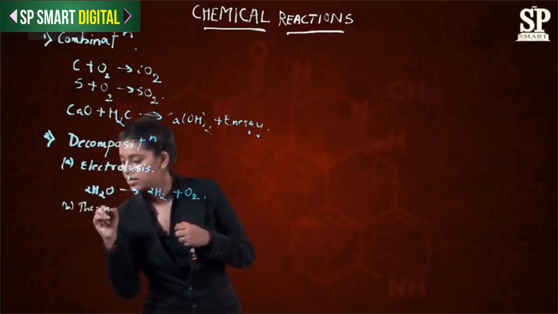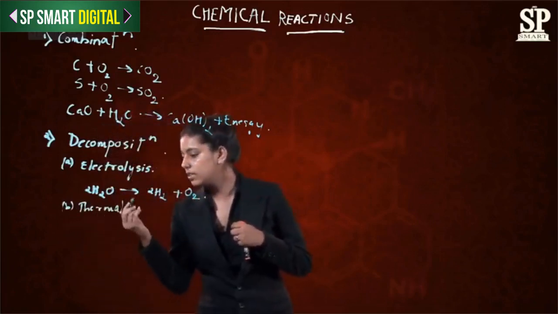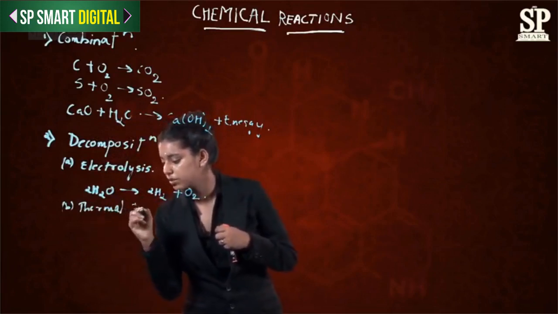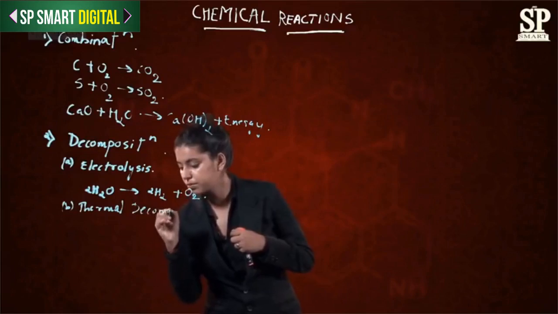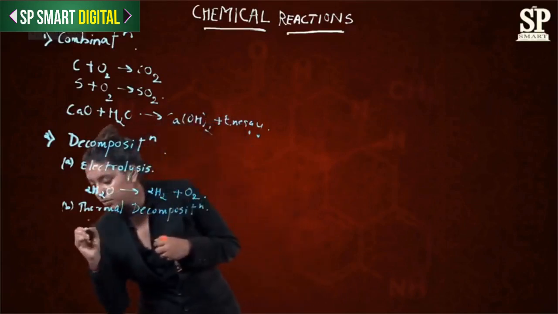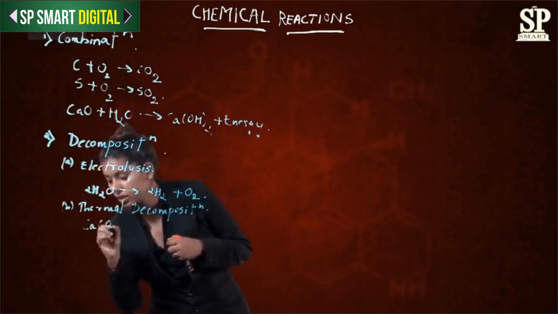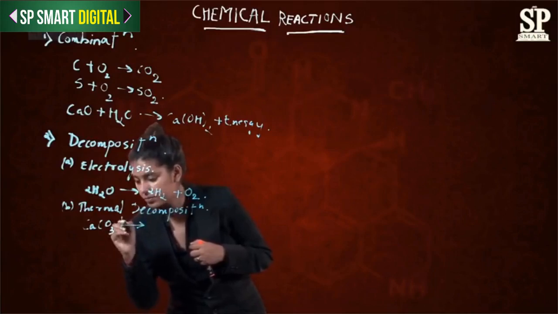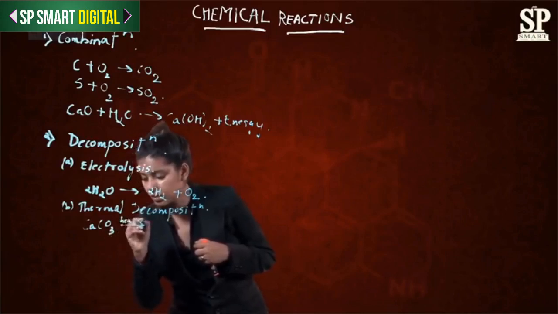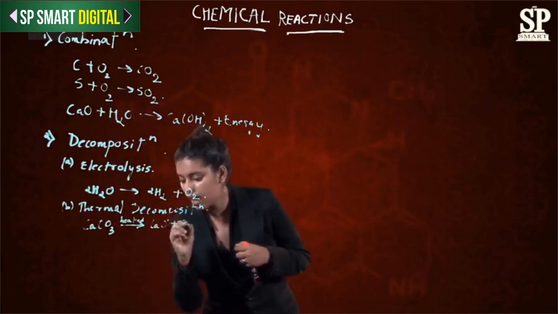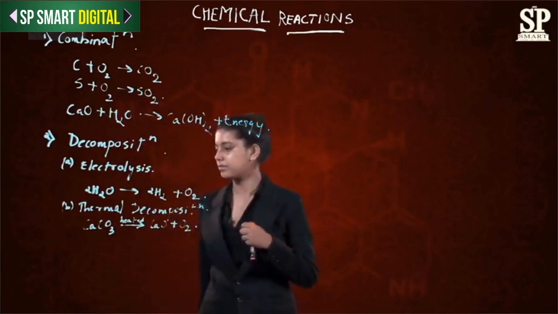Again, the name suggests that when heat energy is used for the reaction, it is called thermal decomposition. The example being when calcium carbonate is heated, we get calcium oxide and oxygen.